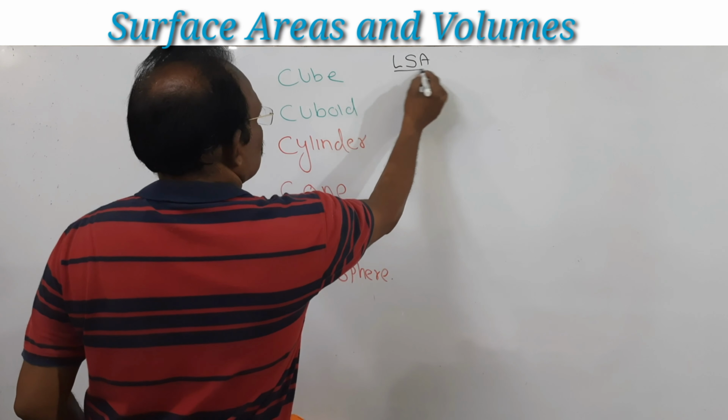What is total surface area? Now see, total surface area means we are having this curved surface area, that is pi r l, and we are having the circle, and circle means plus pi r square. This is the total surface area.